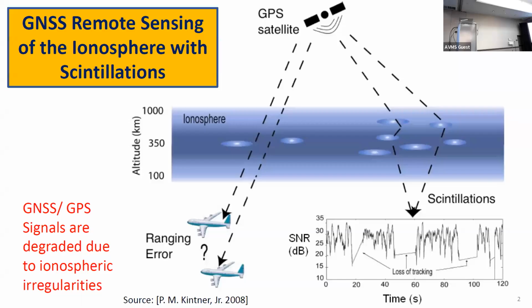Let me begin. This is a mandatory slide about scintillations. So, okay, perfect. The ionosphere has cloud-like structures called irregularities. Whenever the radio signal passes through them, we experience fluctuations in the signal. That's basically a nuisance in PNT solutions, position, navigation, timing, but we use it for remote sensing.